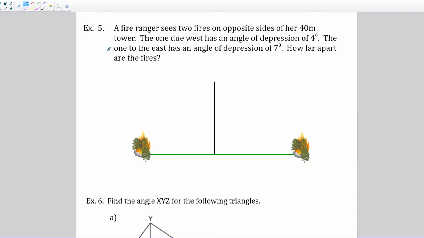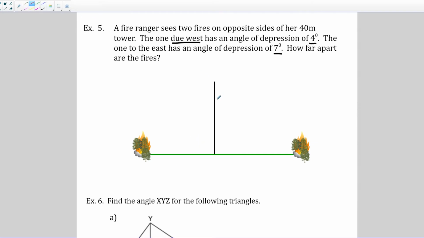All right, so the final problem here that we're going to work through step by step is example number 5, where we have a fire ranger seeing two fires on opposite sides of a 40-meter tall tower. That's going to be this tower right here in the middle. Then we have the one due west, which is the one on the left, with an angle of depression of 4 degrees. The one to the east has an angle of depression of 7 degrees. So we've got 4 and 7 degrees. How far apart are the fires?